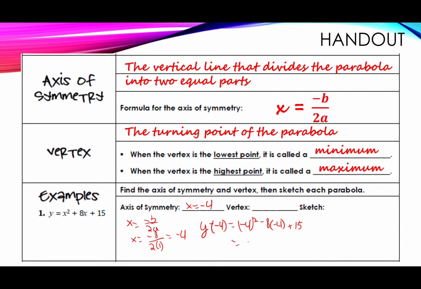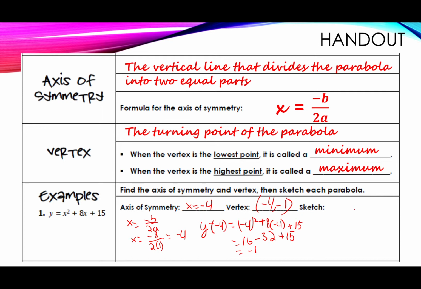Let's redo this. I did something wrong. Negative 4 squared is 16. Negative 8 times negative 4 is plus 32. That's what I did. So that's going to be minus 32, then plus 15. And all of that is going to get you negative 1. So negative 4, negative 1 is my correct vertex.